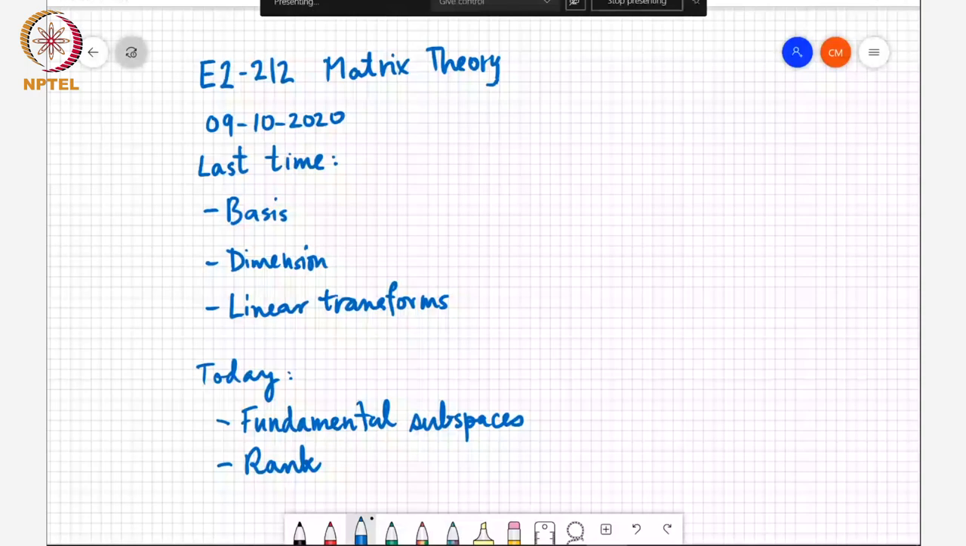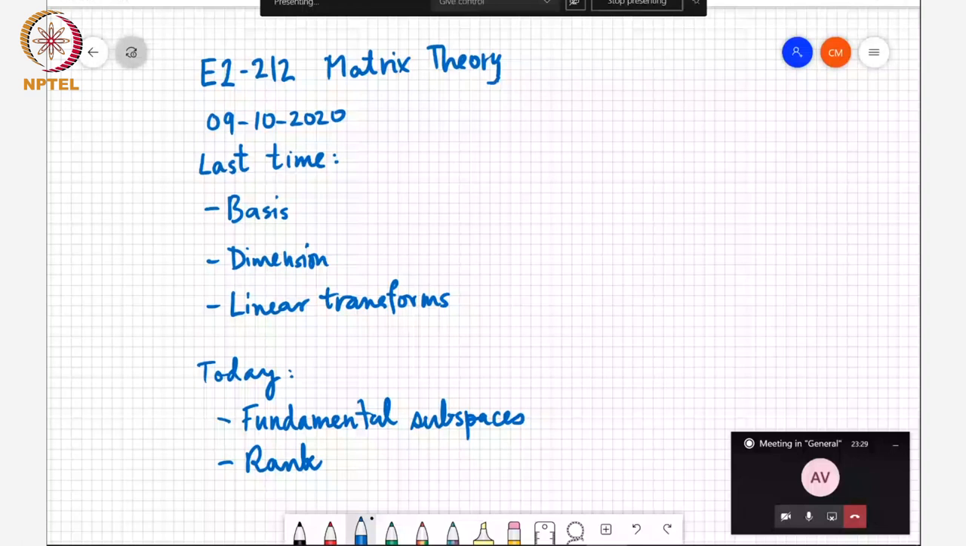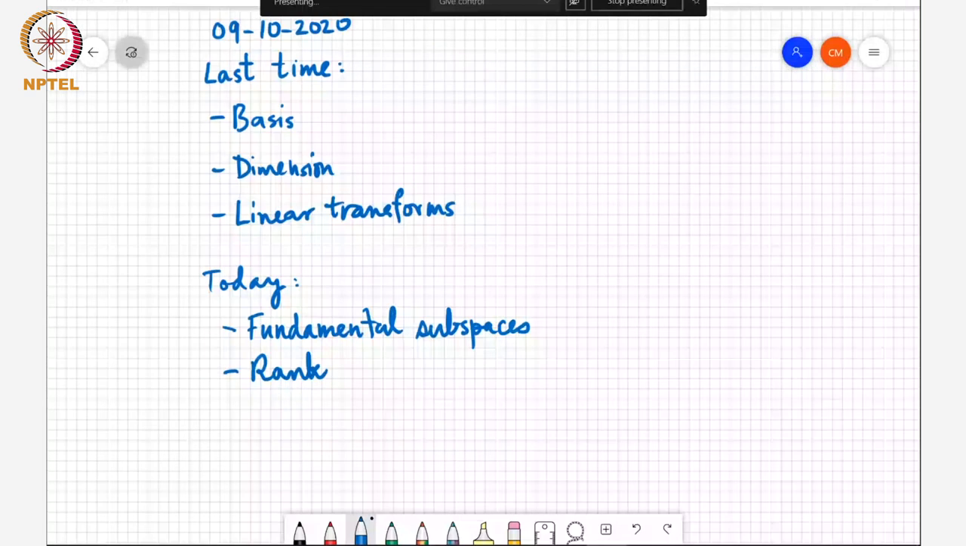Okay, so we'll begin. The last time we discussed three concepts: basis, dimension, and linear transforms. And we started discussing fundamental subspaces associated with the linear transform. We'll continue that discussion today. So just to recap, we started with the range space.